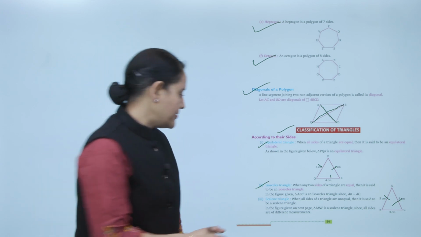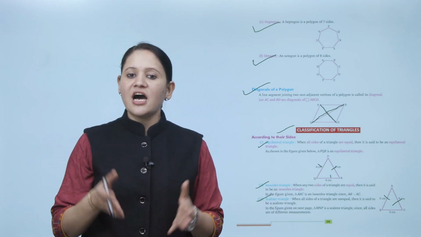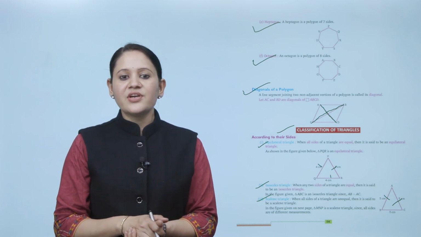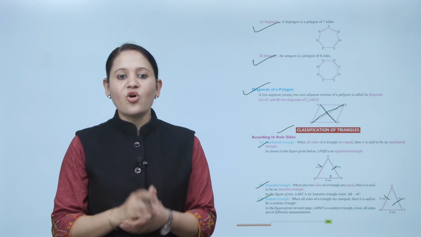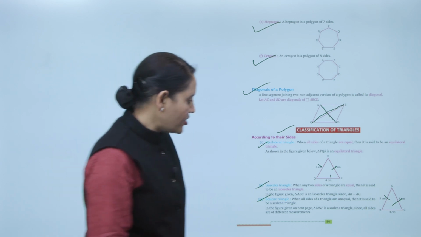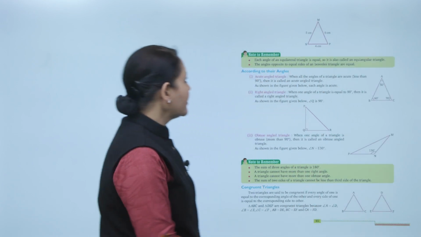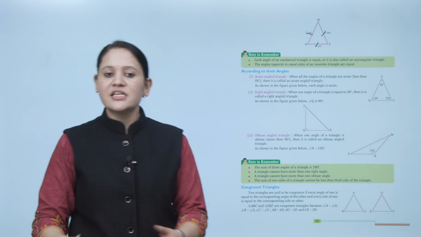Next is scalene triangle. When all sides of the triangle are unequal, then it is said to be a scalene triangle. In the figure given on the next page, triangle MNP is a scalene triangle since all sides are different measurements. Here all sides are different, like here, 5, 6 and 4. All sides are different, so it is a scalene triangle.